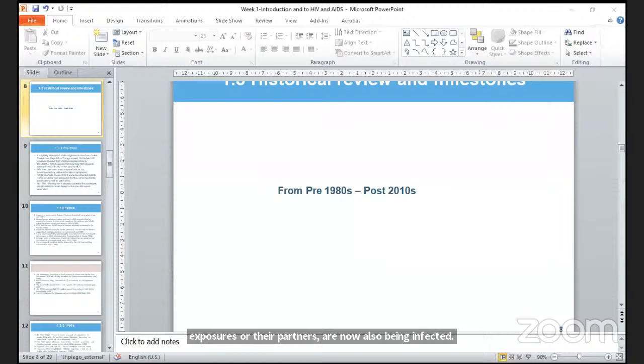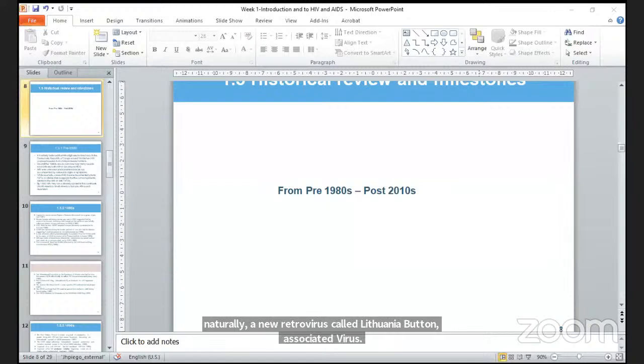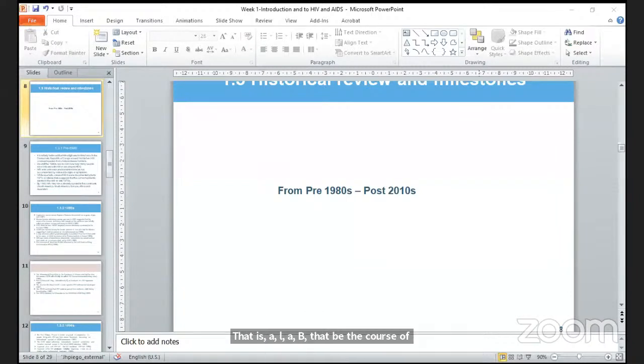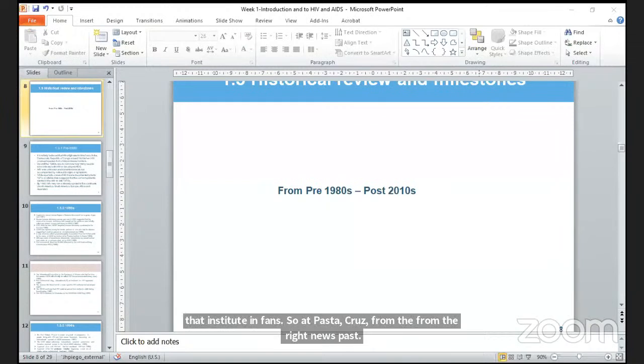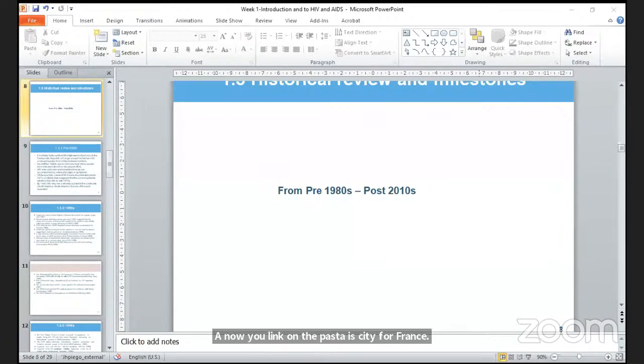1983 still, a new retrovirus called lymphadenopathy associated virus, that is LAV, that could be the cause of AIDS, was discovered by doctors at the Pasteur Institute in France. Pasteur, from the name Louis Pasteur. Now I hope you link that from the Pasteur Institute of France. The doctors discovered that this AIDS that we are talking about is caused by a group of viruses called retroviruses. And how do we call the virus? They called it LAV, lymphadenopathy associated virus.